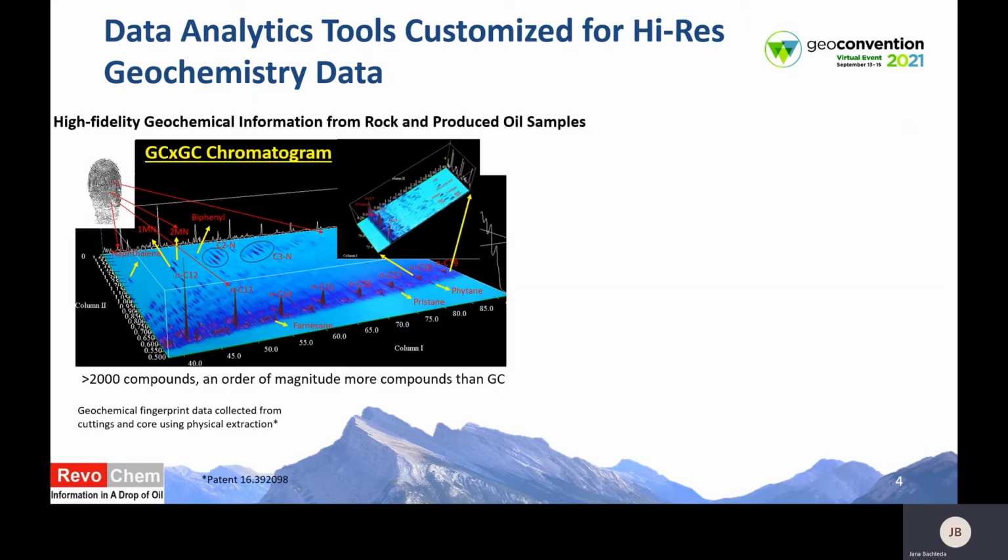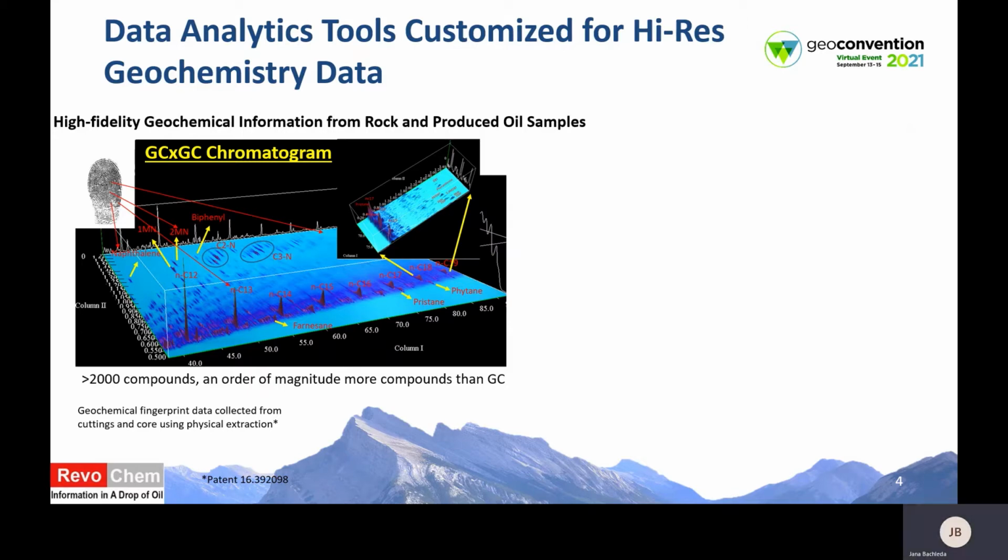Now our methodology uses a GC by GC chromatogram. Again, on the x-axis, you'll see time as these compounds are separated by boiling point. But now on your y-axis, you'll also see these compounds being separated by aromaticity. So if you look along any x value, you can see multiple peaks. In a one-dimensional GC chromatogram, those peaks would co-elute, and so you would lose that resolution. Here, through the use of our GC by GC tool, we can resolve over 2,000 compounds, which is an order of magnitude more compounds than one-dimensional gas chromatography.